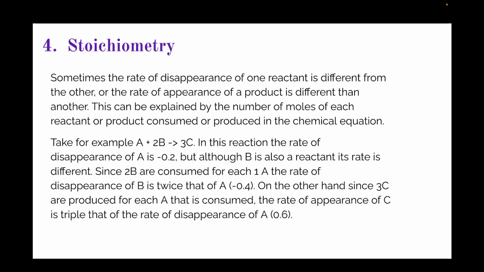And so this means that the rate of disappearance of B is twice that of A, which would be negative 0.4 in this example. And then on the other hand, since 3 moles of C are produced for each mole of A that's consumed, the rate of appearance of C is triple that of A. And so that would be 0.6. And since it's opposite, it's positive, while A is negative since it's disappearing.